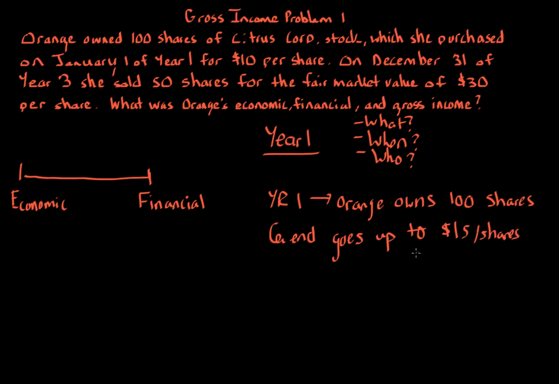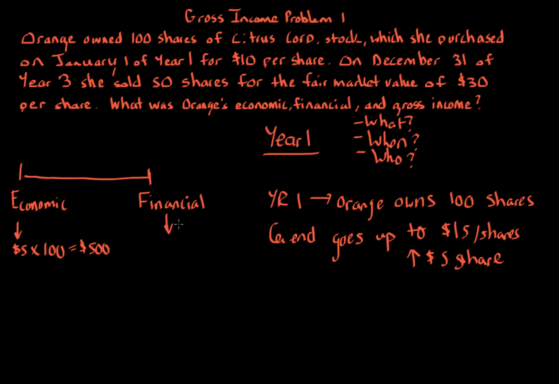So that's an increase in value of $5 per share from the $10 initially purchased. From an economic standpoint, that's $5 of income per share for 100 shares. So $5 times 100 shares, there's $500 of income. Because the idea is that you now own those shares and the value of the shares has gone up, so you have economic income for that amount, because economic income is a very broad definition.